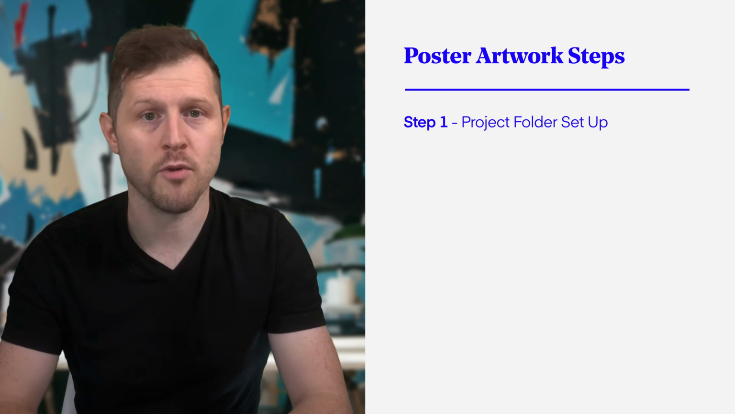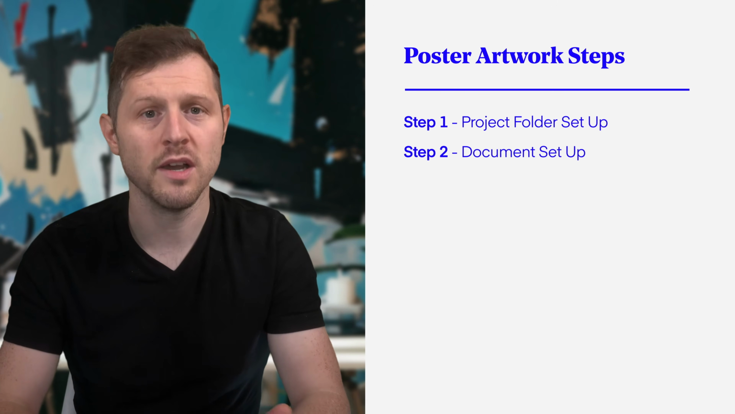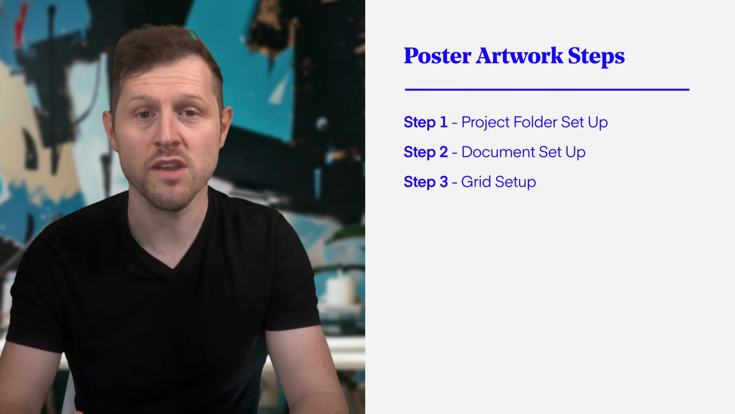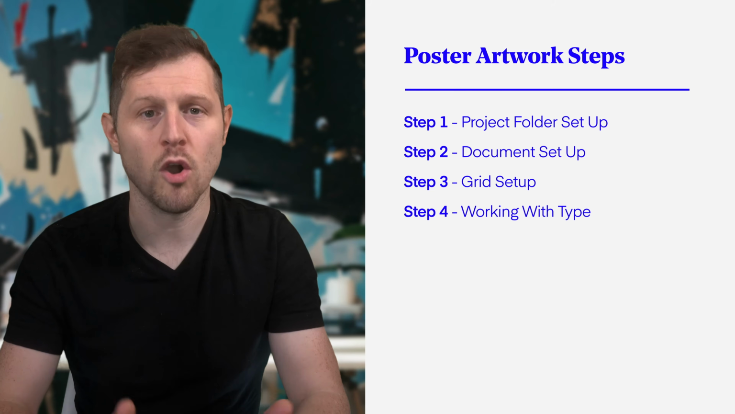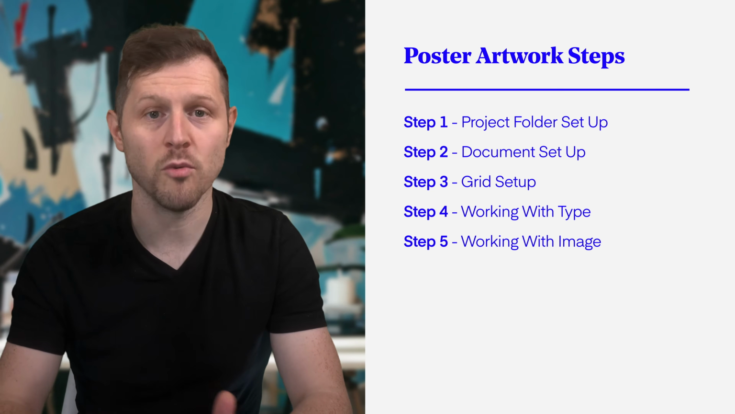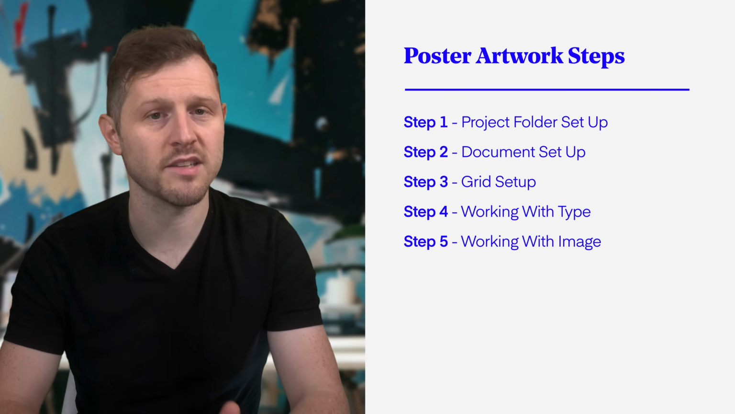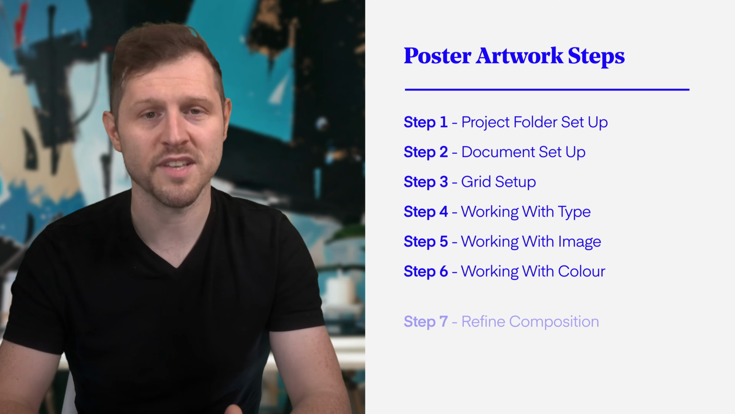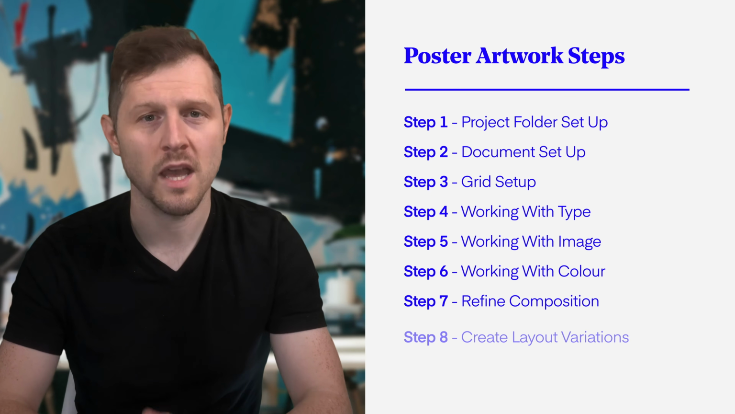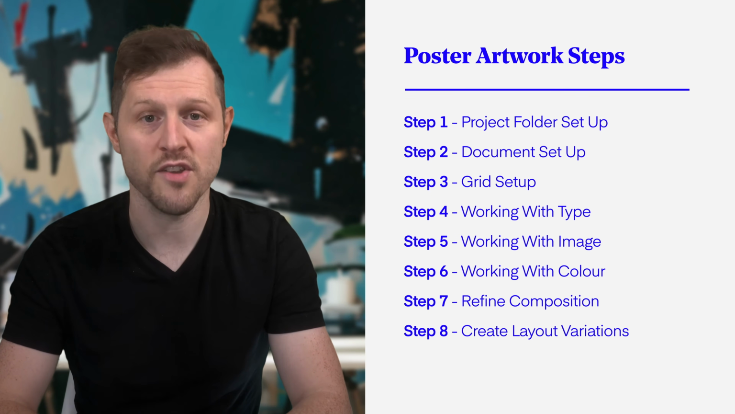To create this poster in Illustrator, we are going to cover the following key steps. Step 1, project folder setup. Step 2, document setup. Step 3, grid setup. Step 4, working with type. Step 5, working with image. Step 6, working with color. Step 7, refine composition. Step 8, create layout variations.